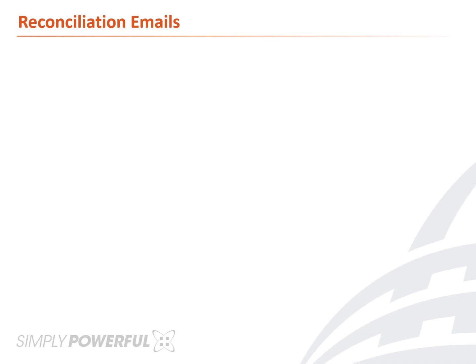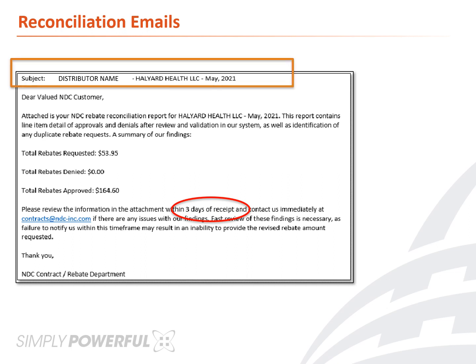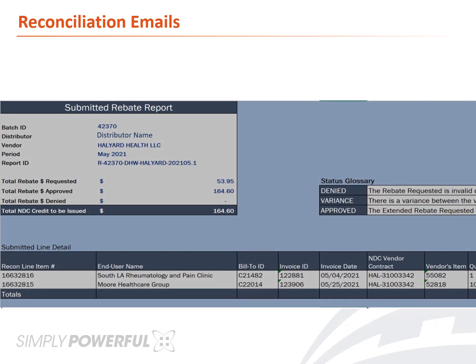NDC will send reconciliation reports to all distributors via email. They will look something like this. Important: you have 3 days to review and dispute back to NDC, so you want to look at these pretty quick. You will receive one for every supplier that you submitted data for. The attachment will look like this, with the summary at the top.